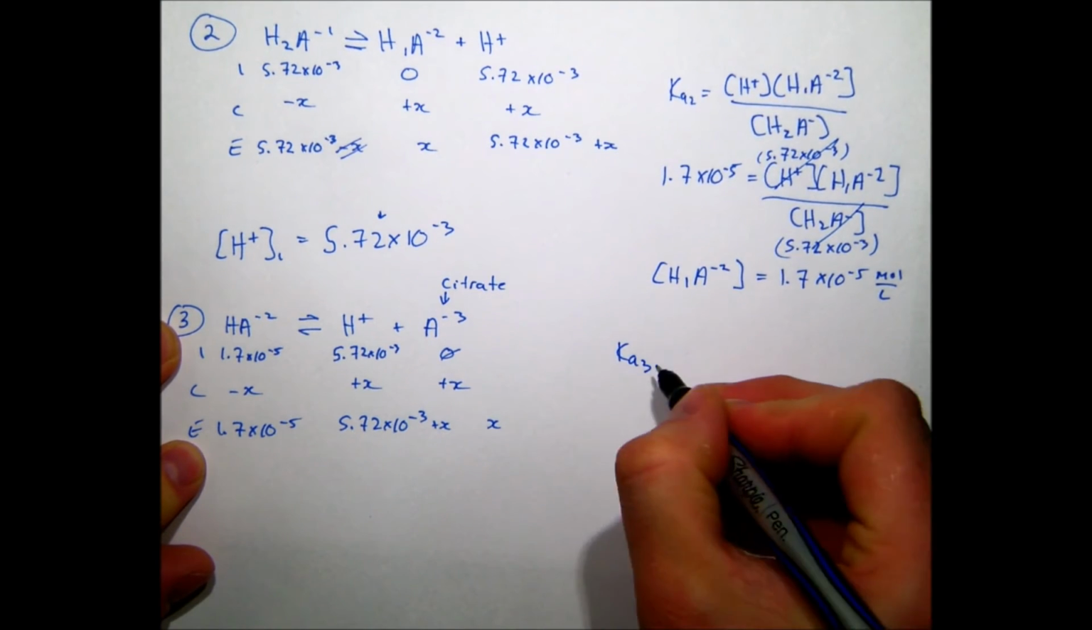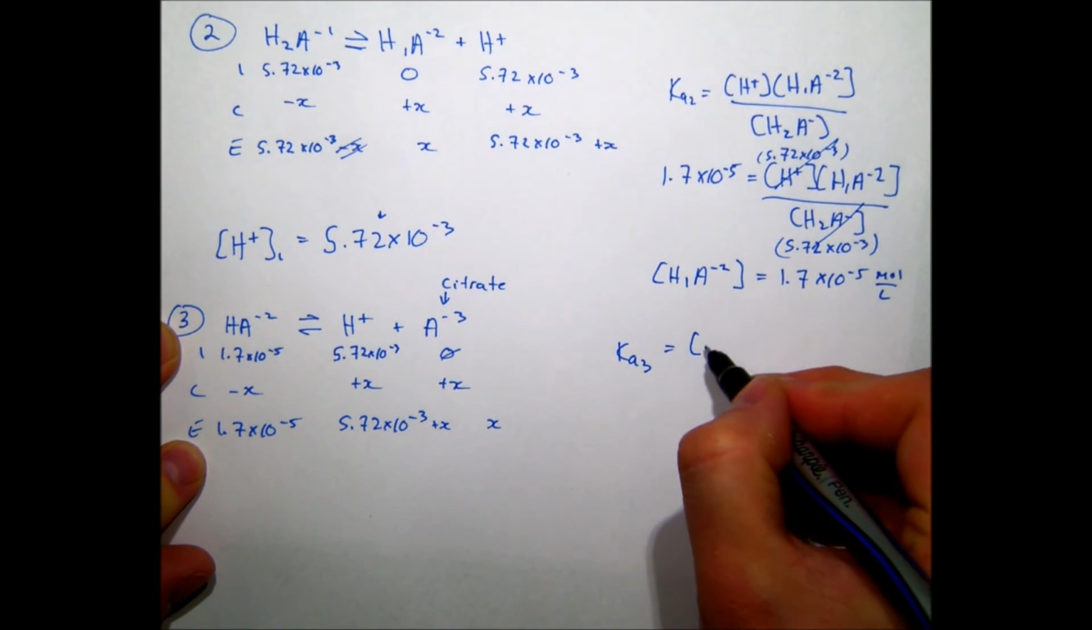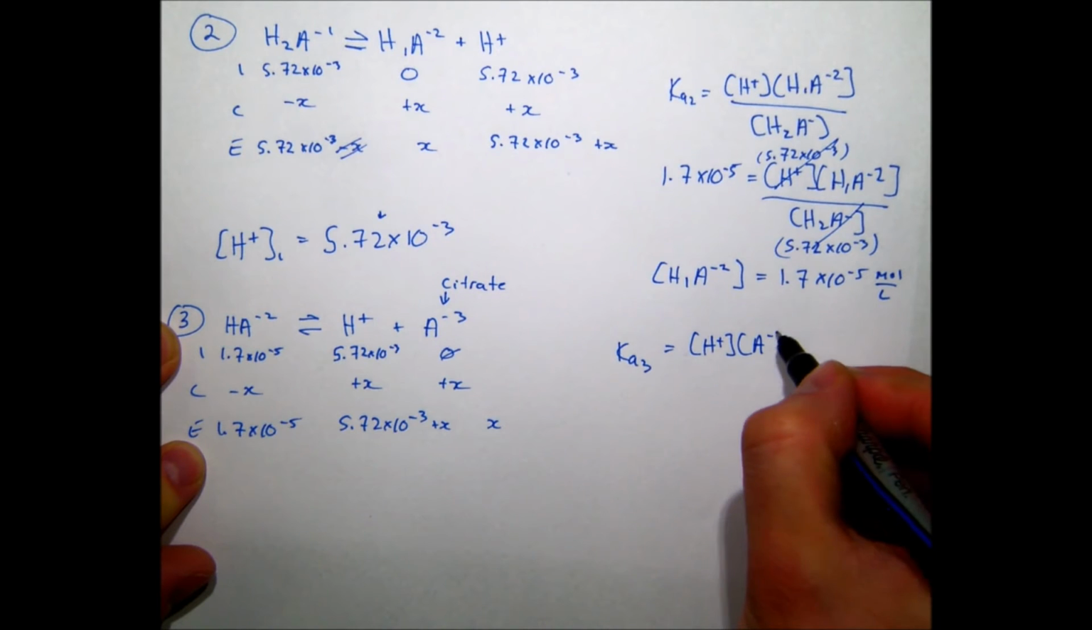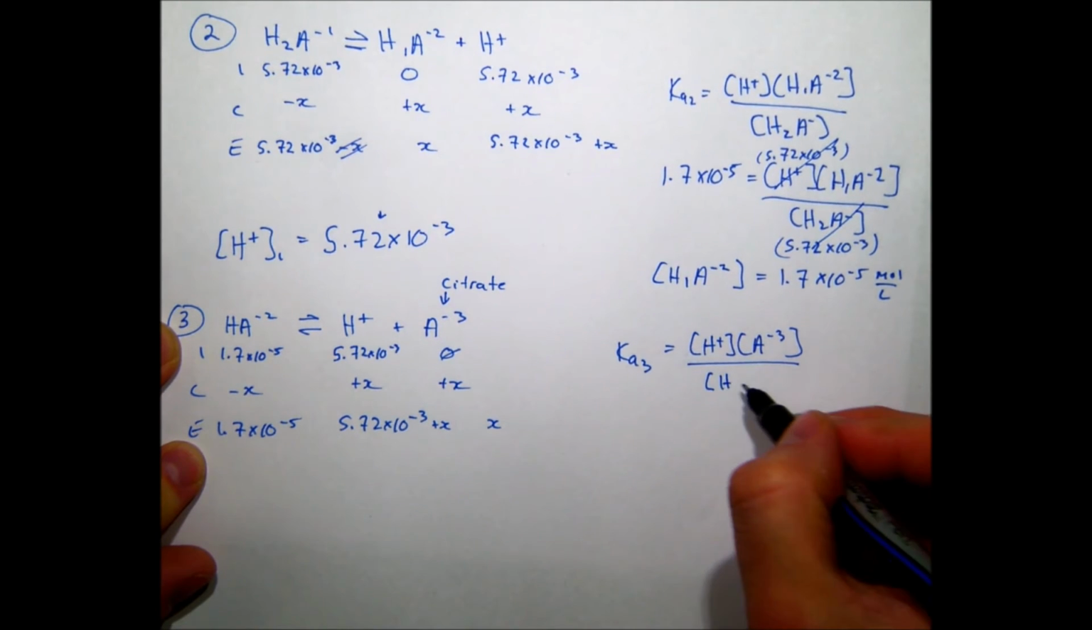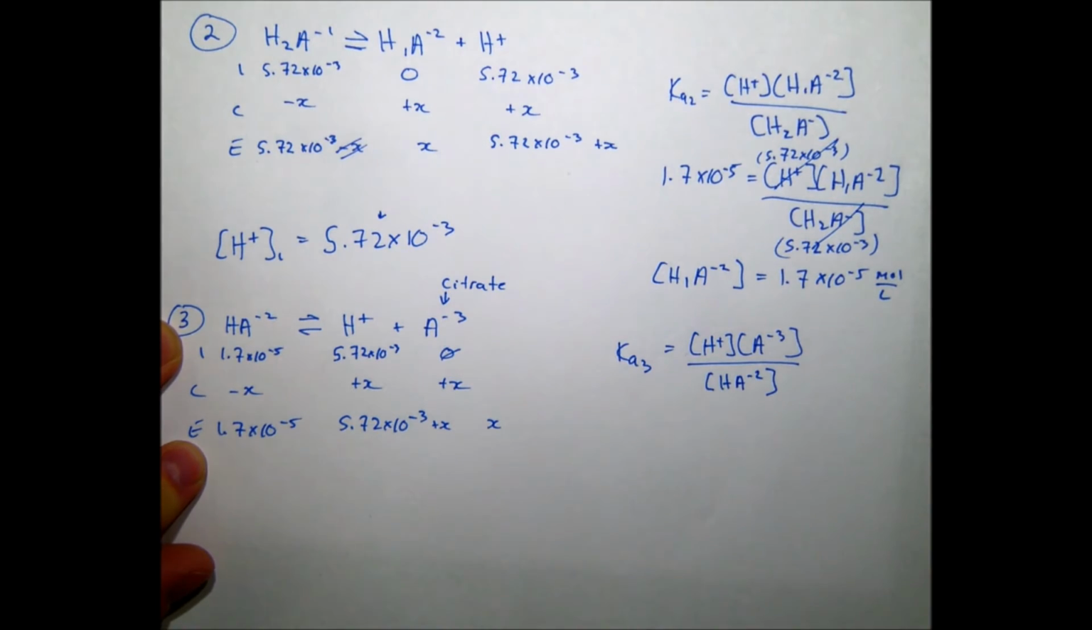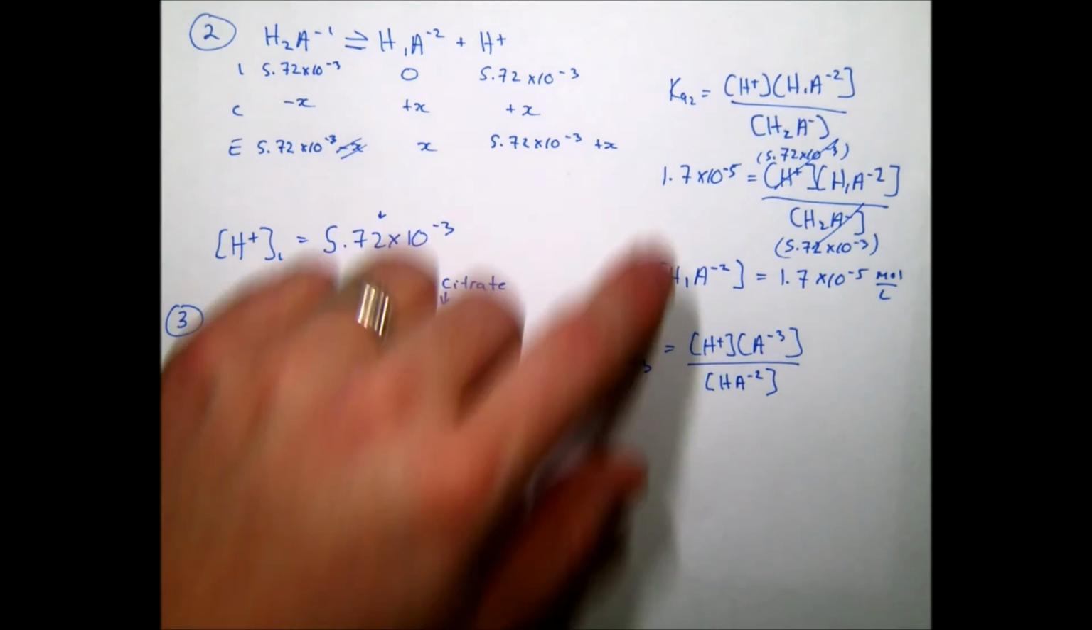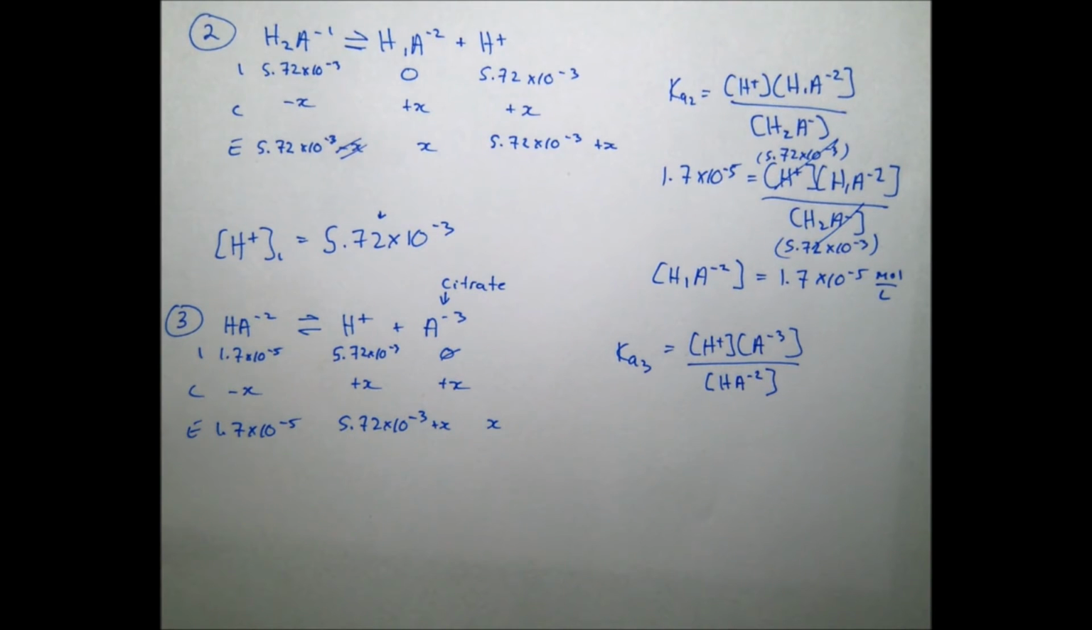So Ka3 is equal to the concentration of H plus, the concentration of A minus 3, over the concentration of HA minus 2. So if it was unlikely that the second proton is coming off, it is very unlikely that that third proton is going to make its way off. But that could be controlled by putting this citric acid into a buffered solution at a lower pH. And we can talk about that a little bit more later, but in this particular case, in just putting citric acid into water, the third deprotonation is going to be very, very unlikely.